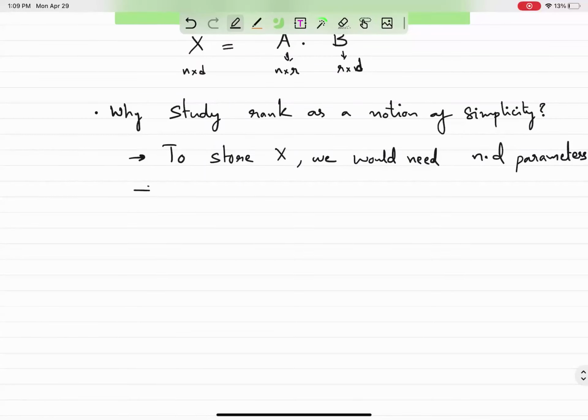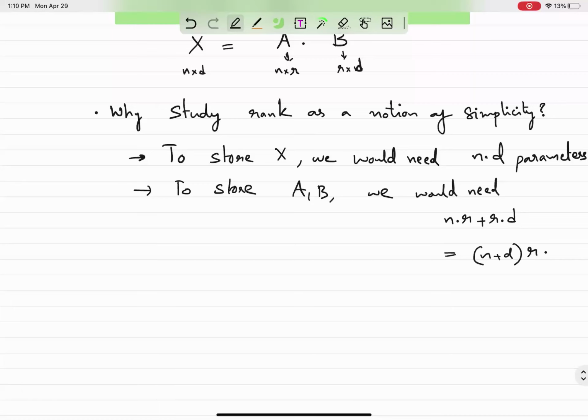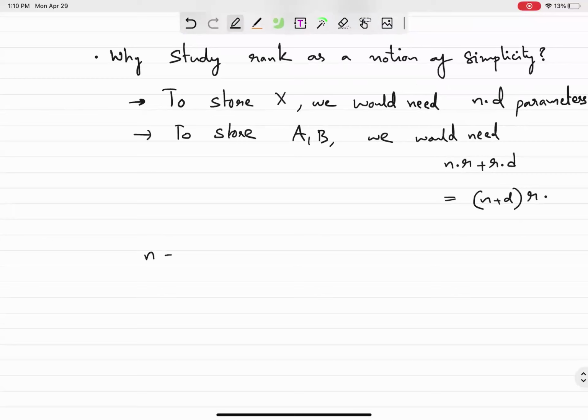Whereas to store A and B, we need to store A, which is n times R, and B, which is R times d, which is n plus d times R. So for example, if n is 10,000, d is 10,000, and R is 2, it's a huge saving. And if you can do it, that would be huge.